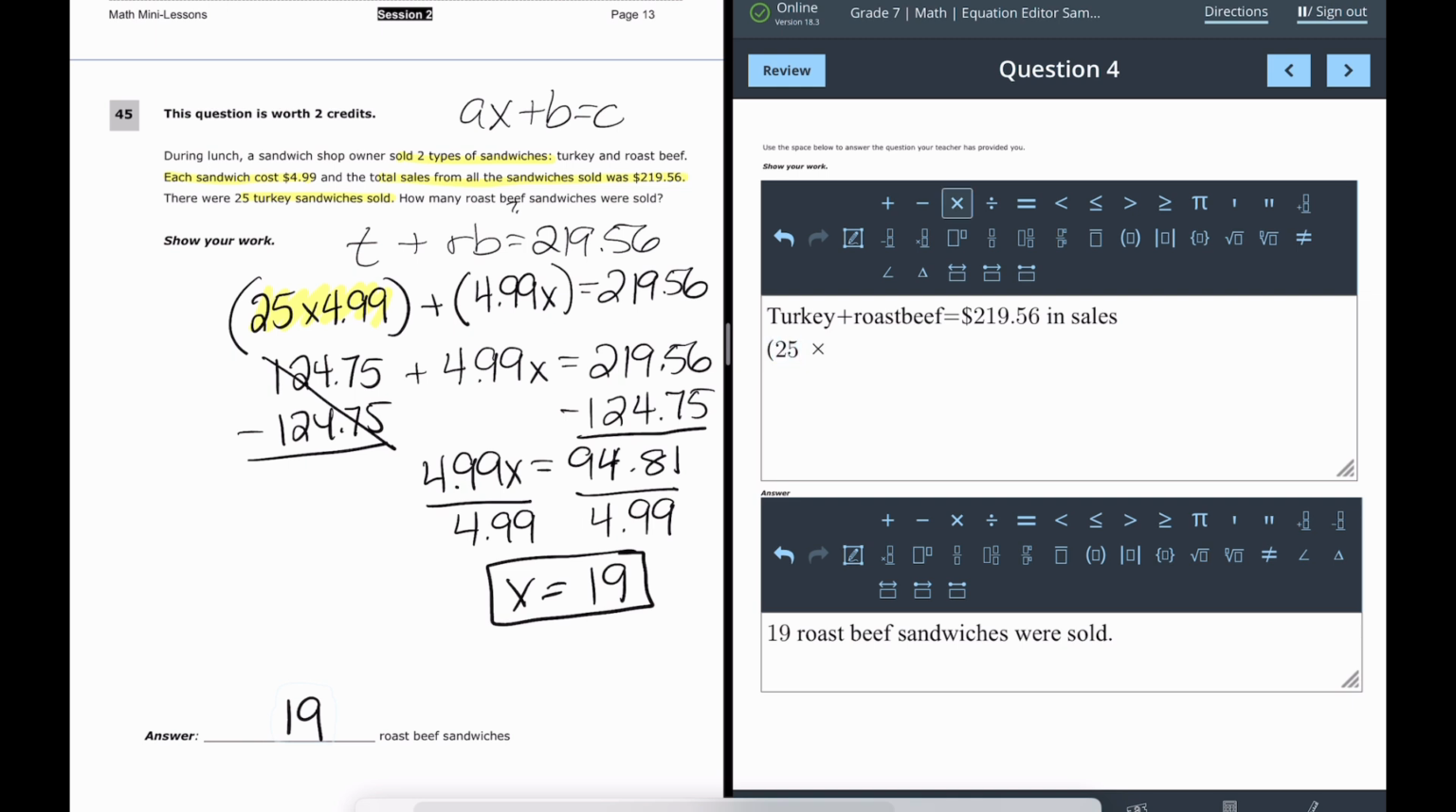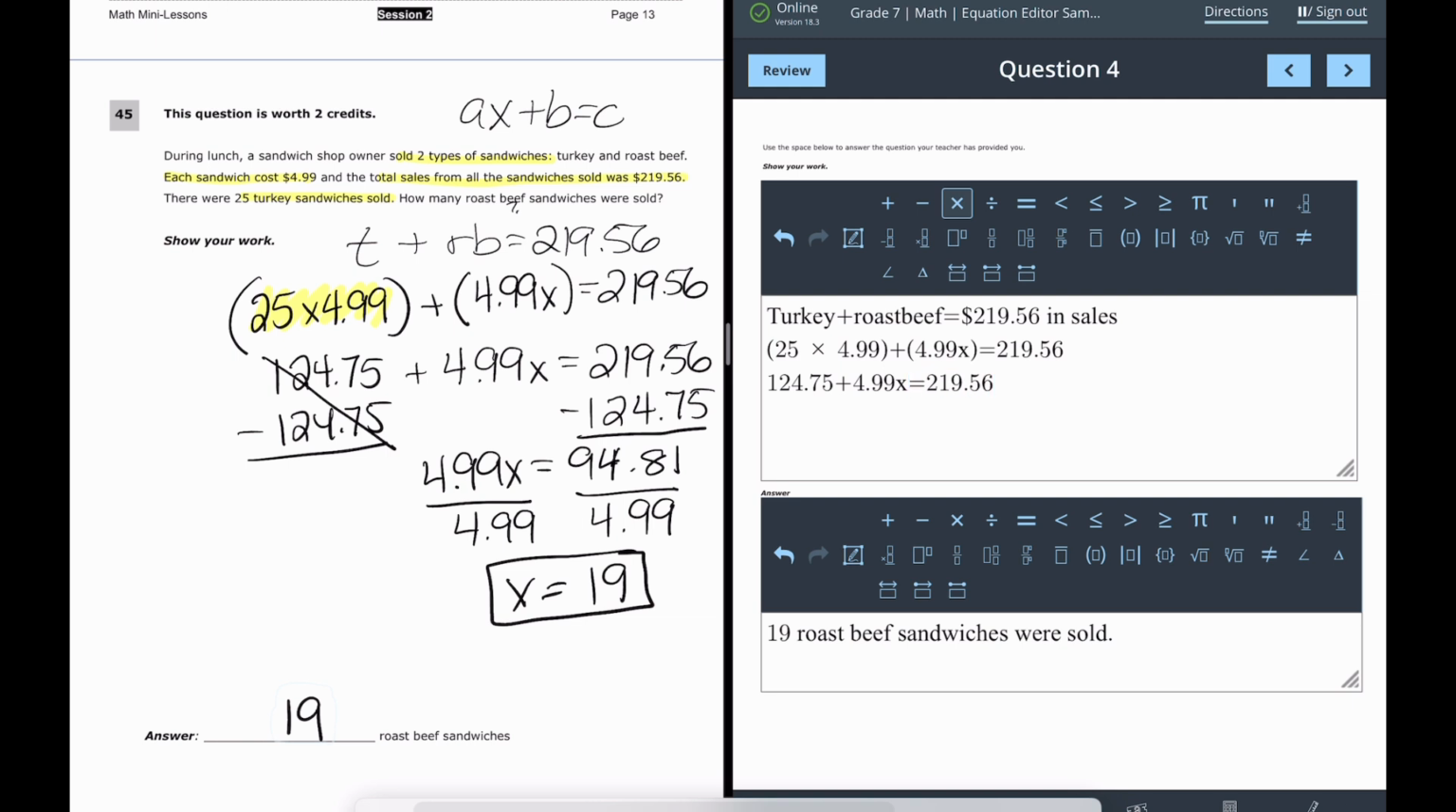25 times 4.99 plus 4.99x is equal to 219.56. And now I'm going to do that 25 times 4.99. So I know that's going to be 124.75 plus 4.99x is equal to 219.56.